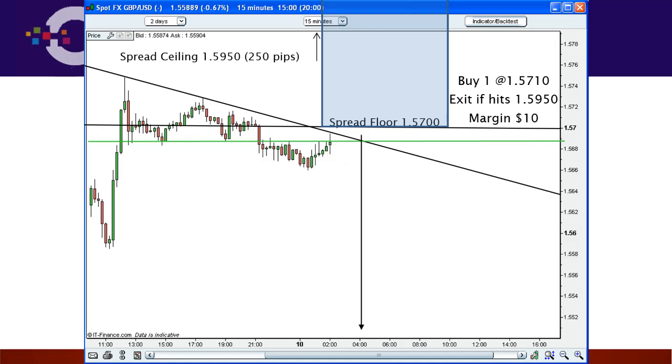That's not bad at all. Move 10 pips in my favor, and I have a $25 max risk, and I have no cap on my profit, and a 250 pip hedge. Pretty good. Now, if somebody asks, why don't you just buy the spread?